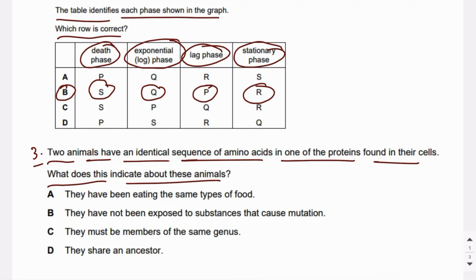Now, close relation does not mean that they must have the same genus. They could have the same family, they could have the same phylum maybe, or they could have the same order maybe, right? So it's not necessary that they must have the same genus. They simply are closely related. So the answer should be that they share an ancestor, because if they're closely related, they have a common ancestor from which they have evolved. The answer is D.